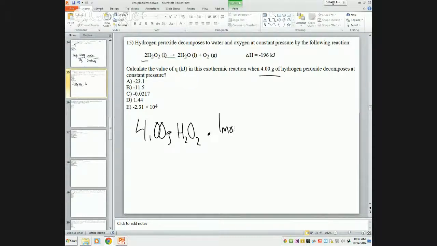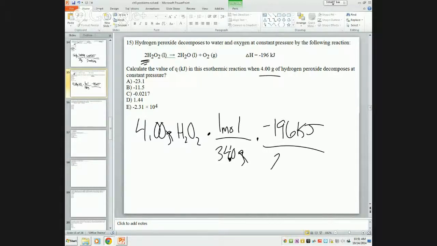Well, 1 mole of it is how many grams? 34 grams, right? You look that up, find that number. That'll give you moles of H2O2. And now you go, all right, well, what's my ratio? I know I get 196 kilojoules given off for every 2 moles of H2O2. All right, so now you just do the maths, and you get the answer of hopefully B, because that's what I just circled.